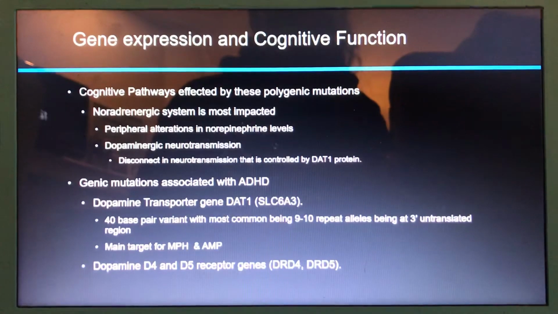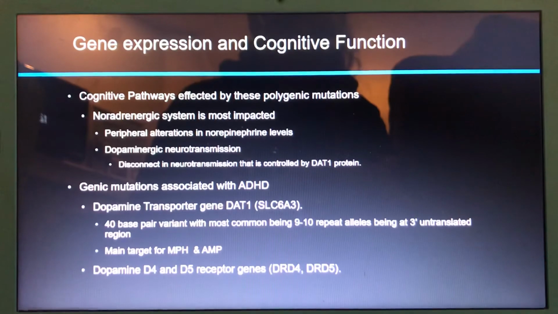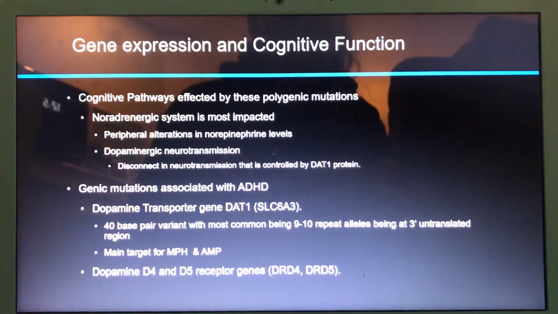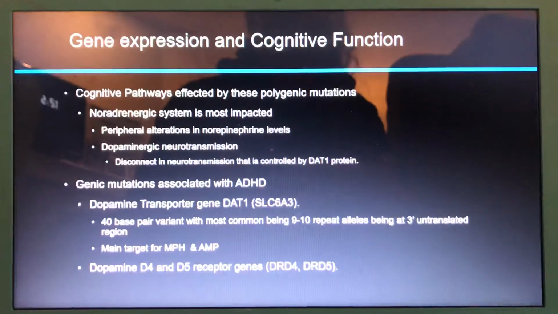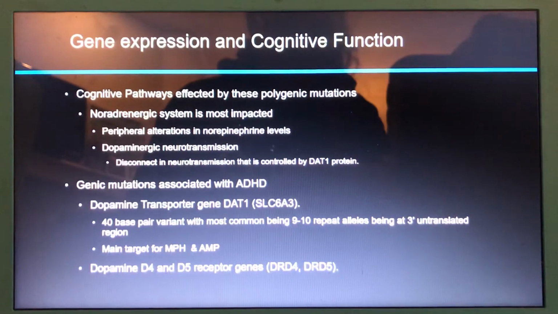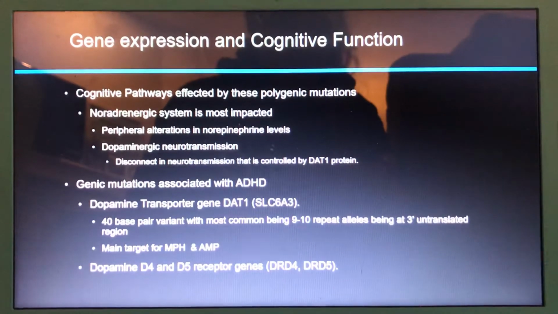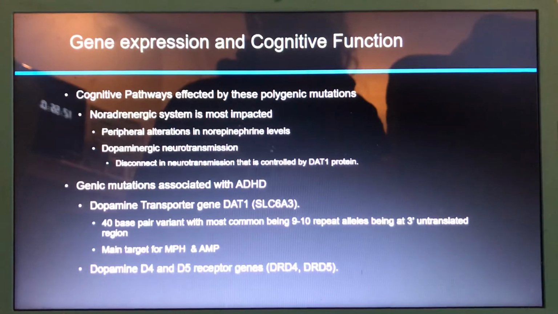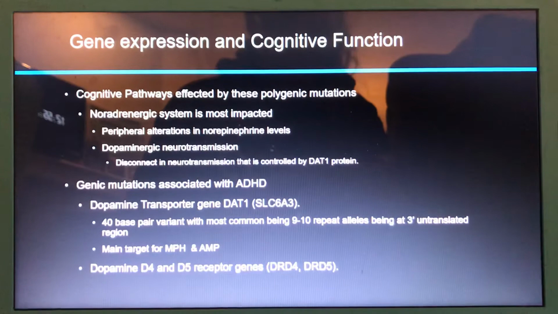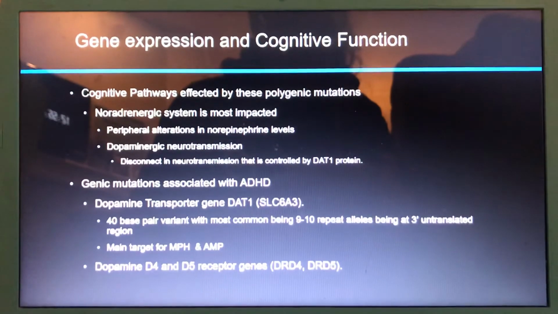Specifically, the noradrenergic system is most impacted, which includes two different mechanisms. It affects the peripheral alterations in norepinephrine levels, as well as dopaminergic neurotransmission, which basically is a disconnect in neurotransmission, controlled by a dopamine transporter protein, and I'll talk about that in just a second.